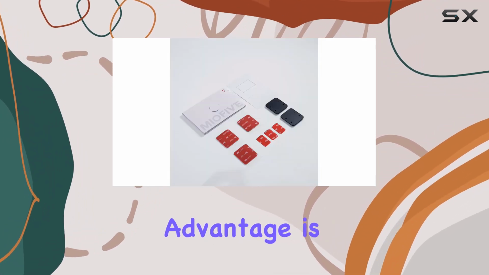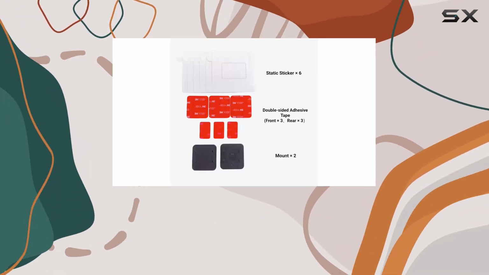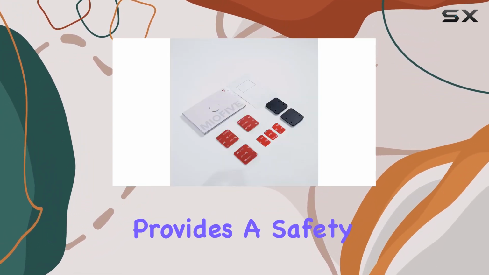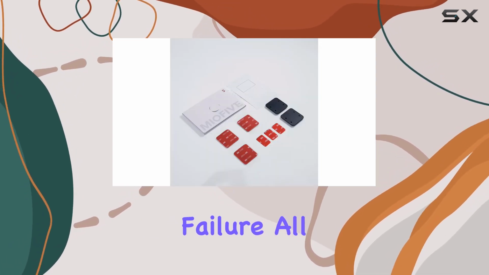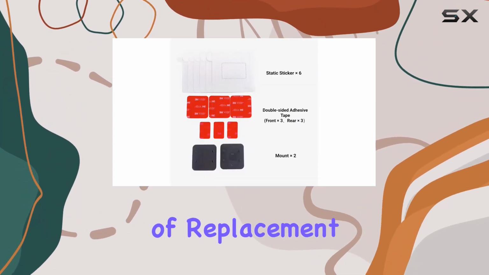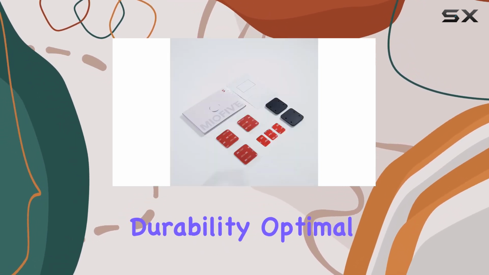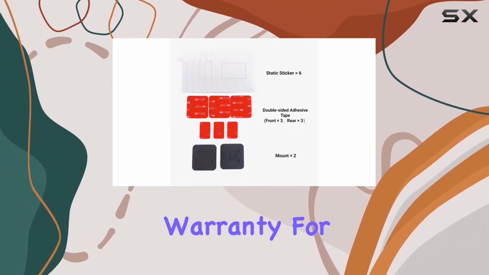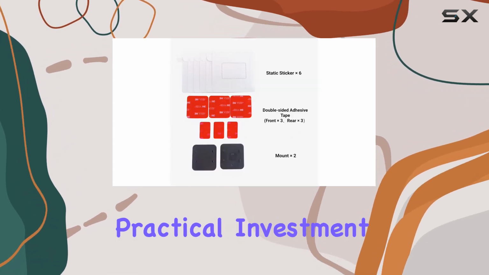Another significant advantage is the 365-day store warranty offered by Miofive. This warranty underscores the company's confidence in their product's durability and quality. It also provides a safety net for the consumer, ensuring that you are covered in the rare event of a component failure. All things considered, the Miofive dash cam accessory kit isn't just an assortment of replacement parts. It's a comprehensive upgrade for your Miofive dash cam that promises enhanced durability, optimal functionality, and peace of mind thanks to the extended warranty. For anyone looking to maintain or enhance their Miofive dash cam, this kit represents a thoughtful and practical investment.